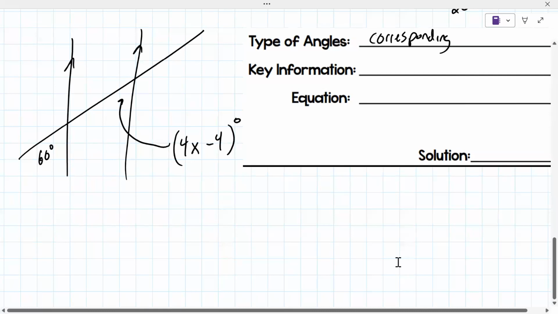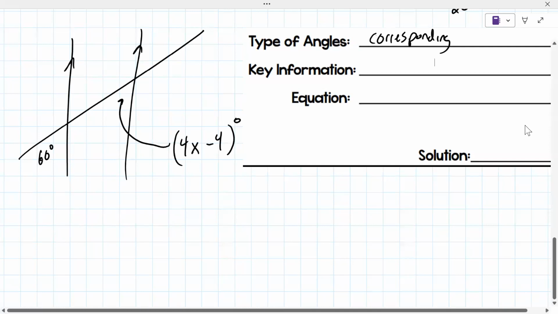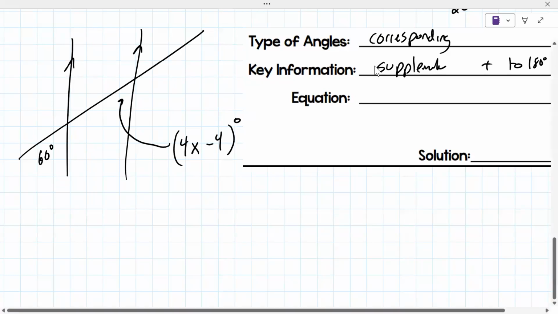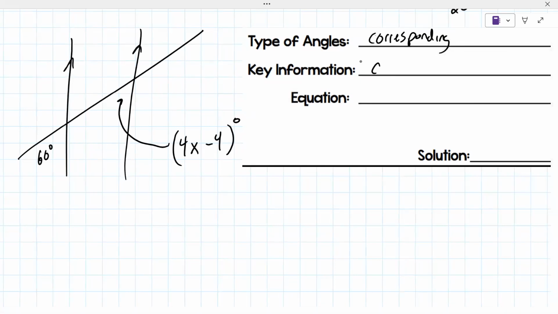And there's a lot of corresponding angles, if you remember. Are corresponding angles congruent or do they add up to 180? They add up to 180. So they're supplementary, add to 180, whatever you want to write down. No, I'm sorry. Why did I let you talk me into that? They're congruent. They're congruent.